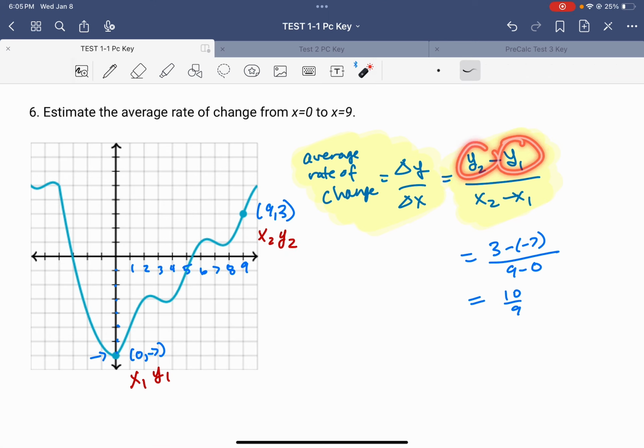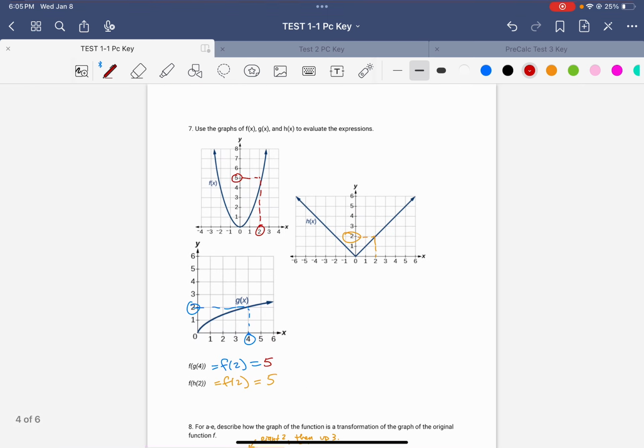So y2 minus y1 is 3 minus negative 7, which is 10. And x2 minus x1 is just 9 minus 0. Okay, so you get 10/9. That is the slope between the two points, also known as the average rate of change.